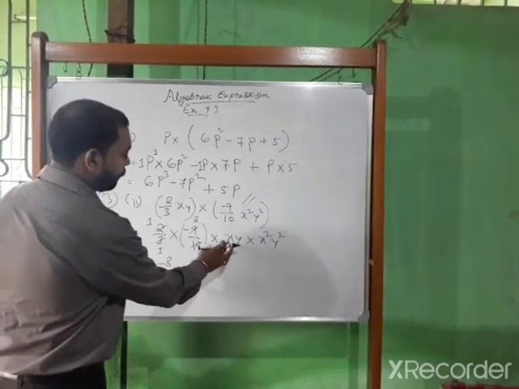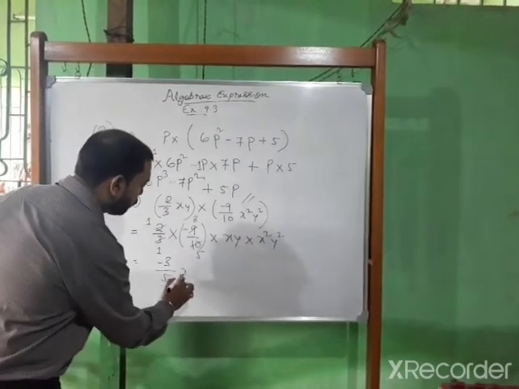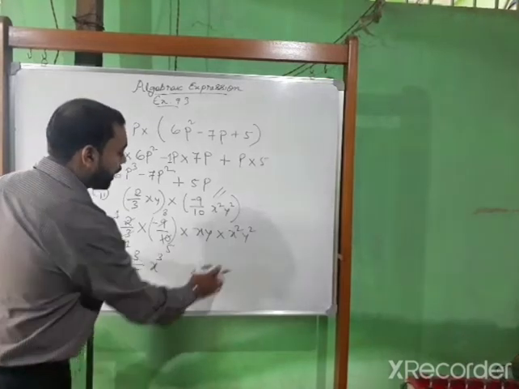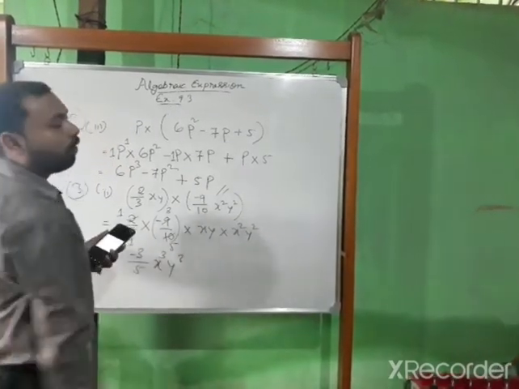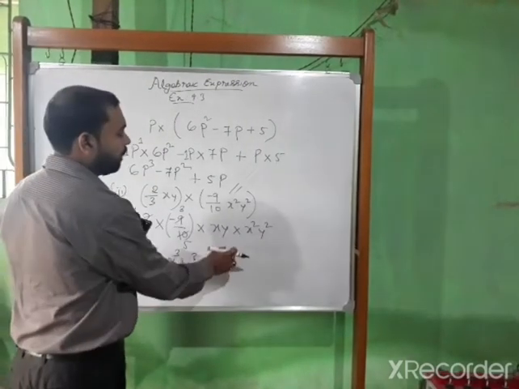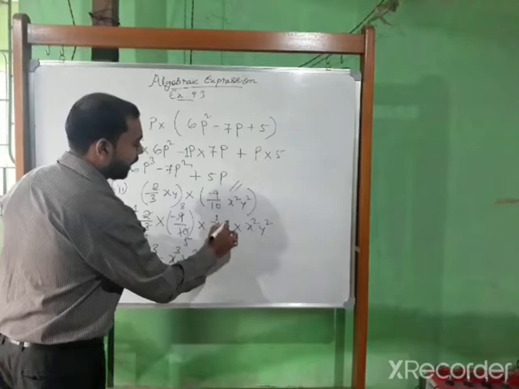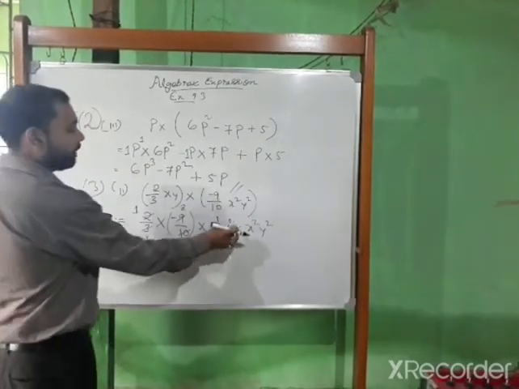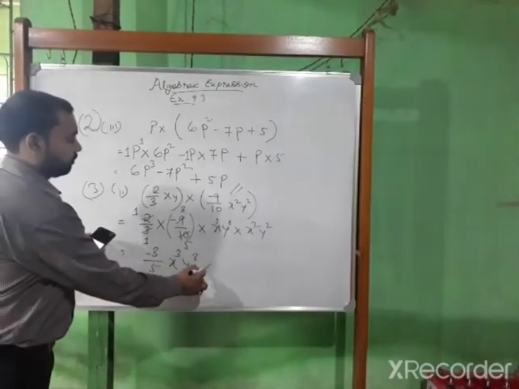Now you see x multiplied with x square will become x to the power 3. Y multiplied with y square will become y to the power 3, following the law of exponents. Same base, powers will be added. Here it is x to the power 1, y to the power 1. So 2 plus 1 is 3, again 1 plus 2 is 3. So this is the answer.